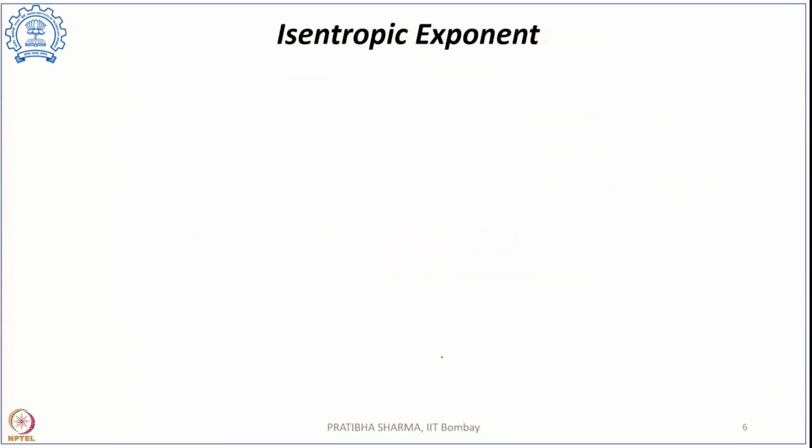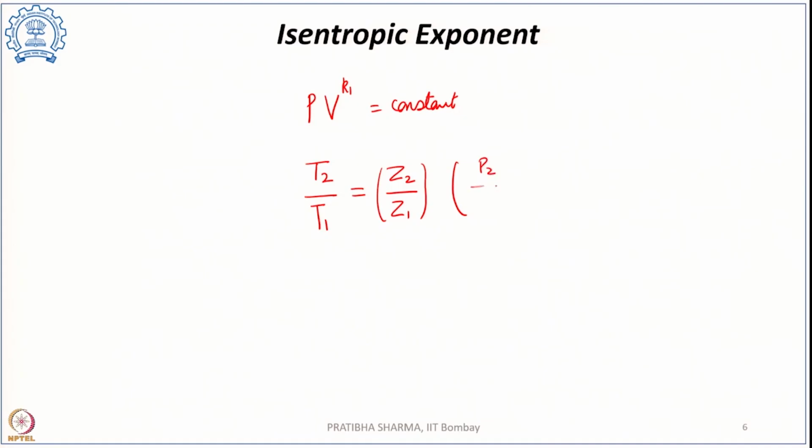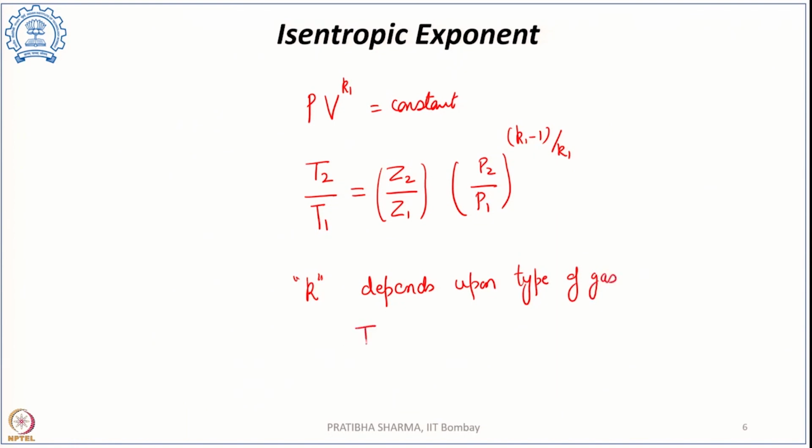Now, if we want to find out the final temperature using these exponents, let us for example consider the first equation, pressure times volume to the power K1 is equal to constant. If on compression we want to find the final temperature T2, then that is related to the initial temperature T1 by the ratio of the compressibility factors Z2 upon Z1, times the pressure ratio P2 upon P1 raised to the power K1 minus 1 over K1. So, this exponent K depends upon the nature of the gas, which type of gas we are considering, and what the temperature and pressure are. So, it behaves differently at different temperatures and pressures.